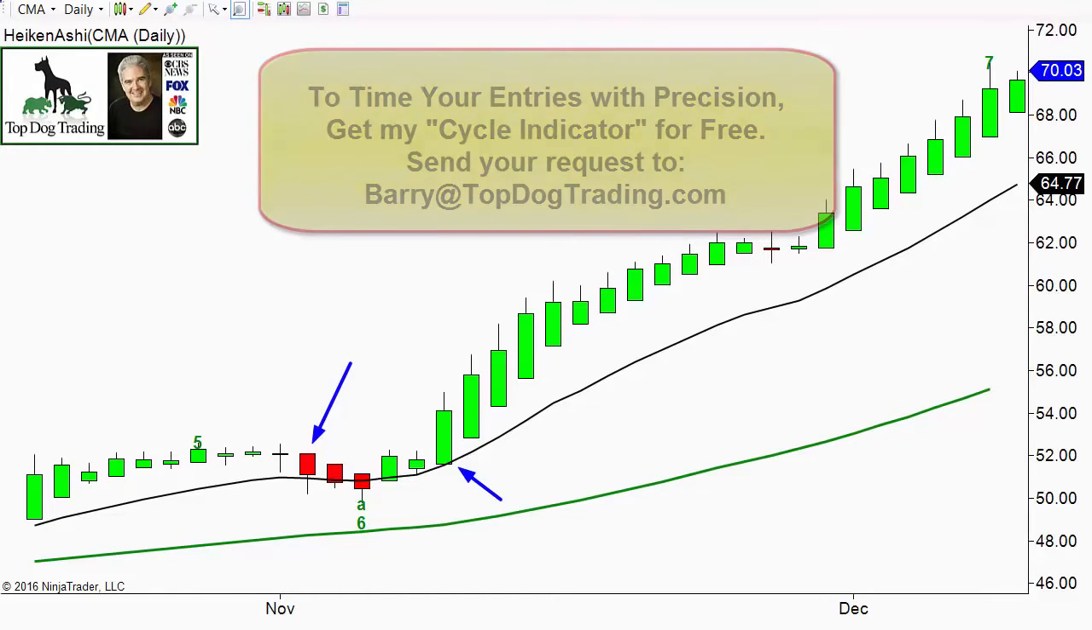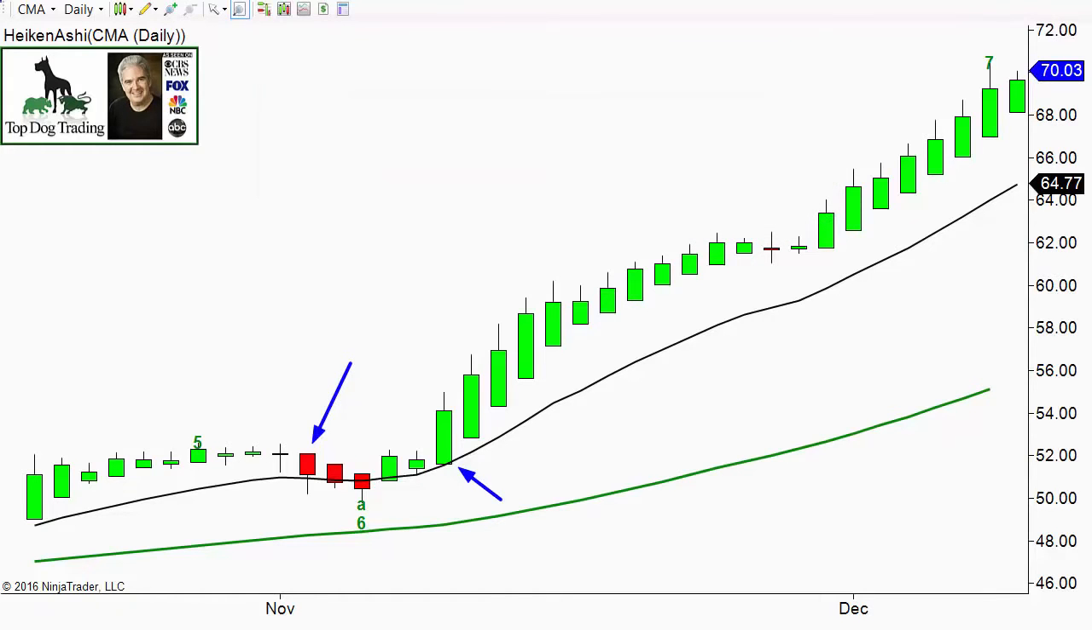Now, the third type of bar is where you have wicks above and below the real body. The real body, if you're not familiar, is the colored part of the bar. So here we have, well, it's slightly red. Here we've got one that's slightly green, but we've got wicks above and below the real body of the bar. Now, you'll hear a lot of people say that that indicates a trend change. I disagree with that, personally.